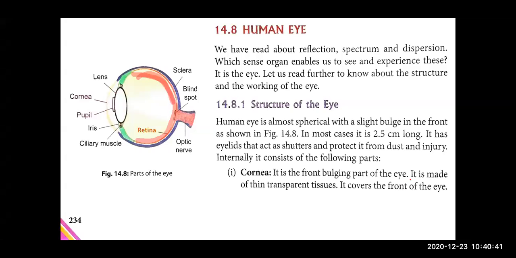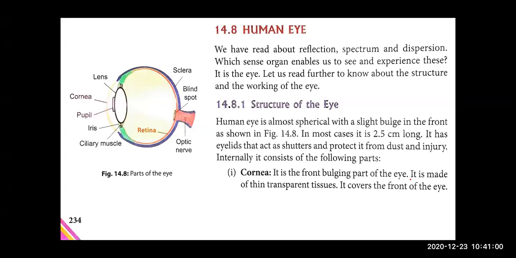So this is the lens. Where is the lens? The lens is present behind the pupil and iris. It is transparent, and it is made up of a number of layers. What is its function? It focuses light and forms an image. Where? On the retina. Yes, children?